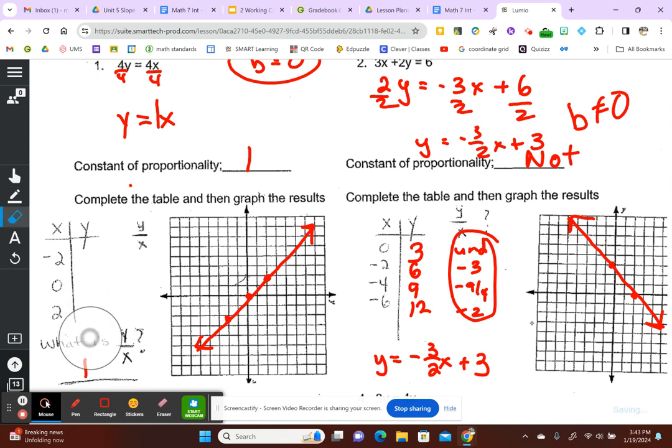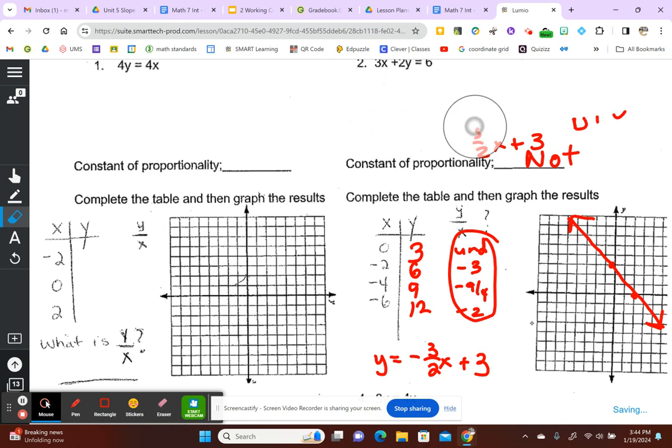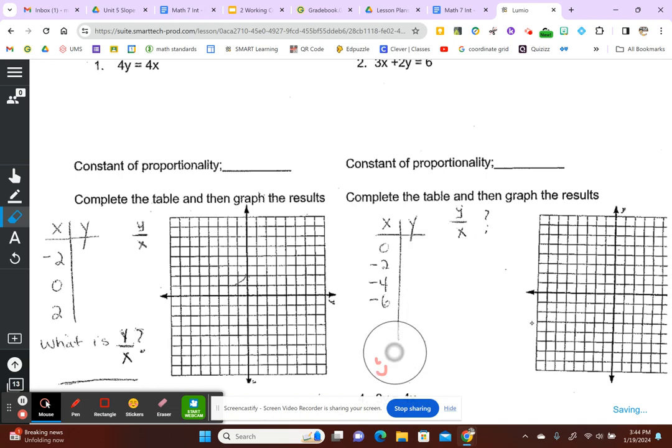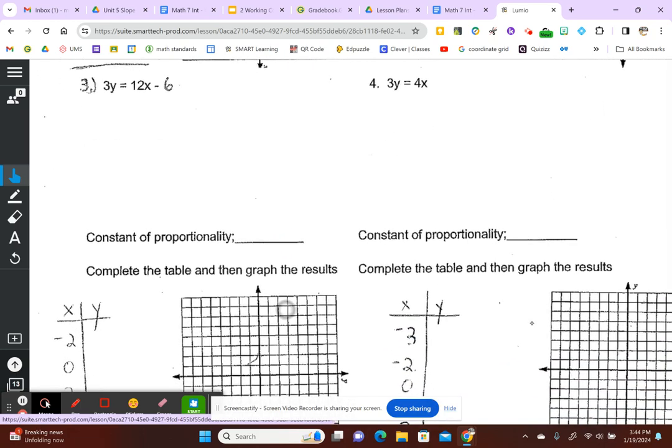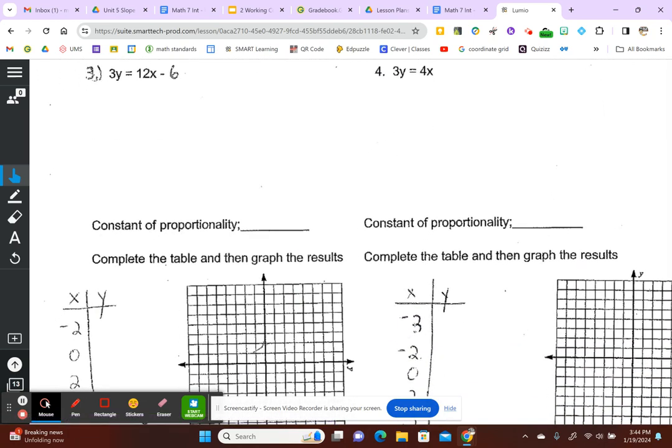So once again, showing that if you have a proportional relationship between x and y, then when you put y over x, it's constant, as it was in the first one. And when you put it in slope-intercept form, the b is 0, like it was in the first one. And it did not occur in the second one. Okay, so now we do the same thing with these two.